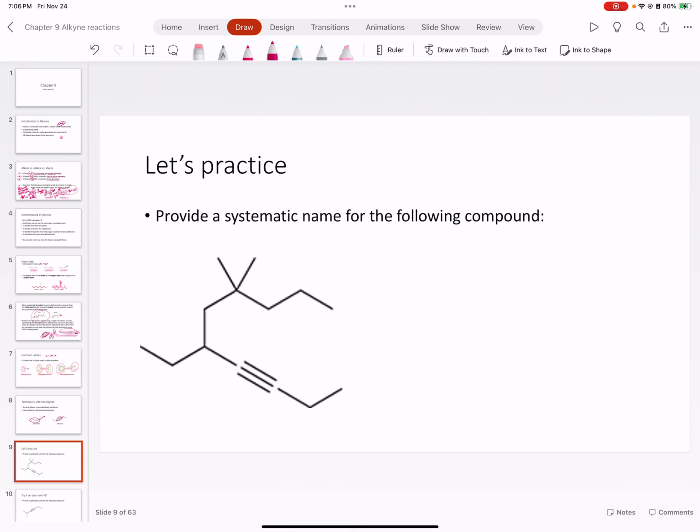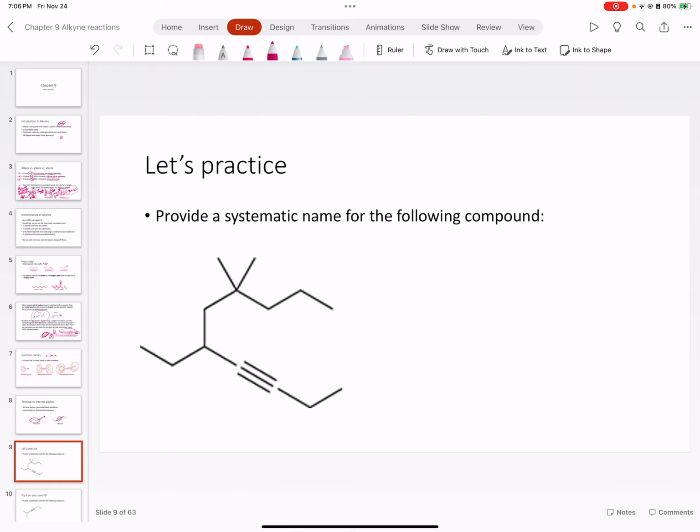So now let's practice. We haven't done a practice problem in a while. Provide a systematic name for the following compound. You can always try it on your own and just pause me, but if you want to see me solve it first, and then you can try the next one, that could work as well.